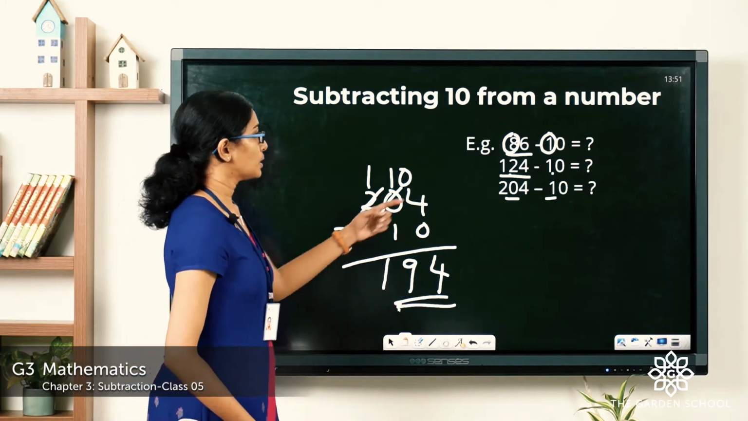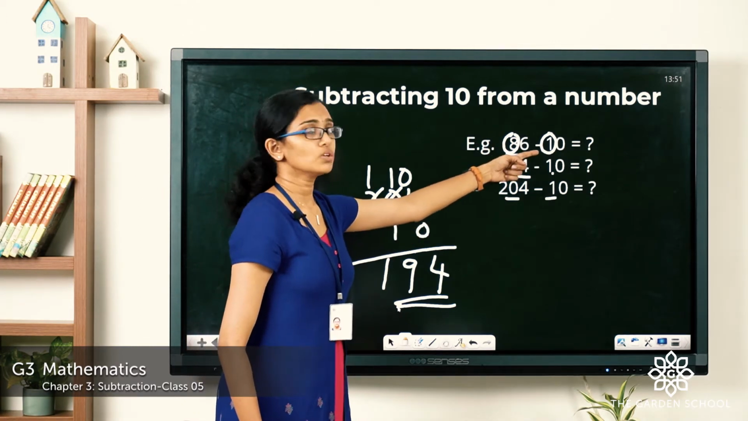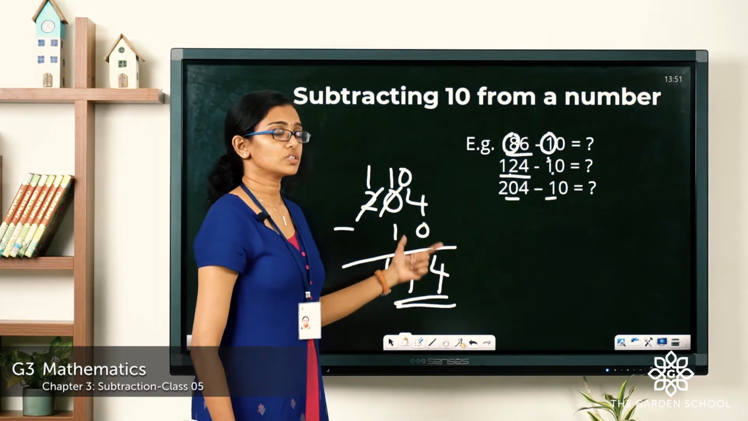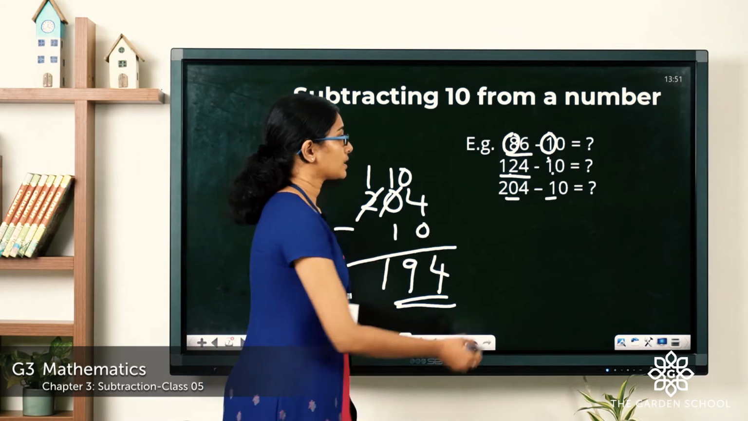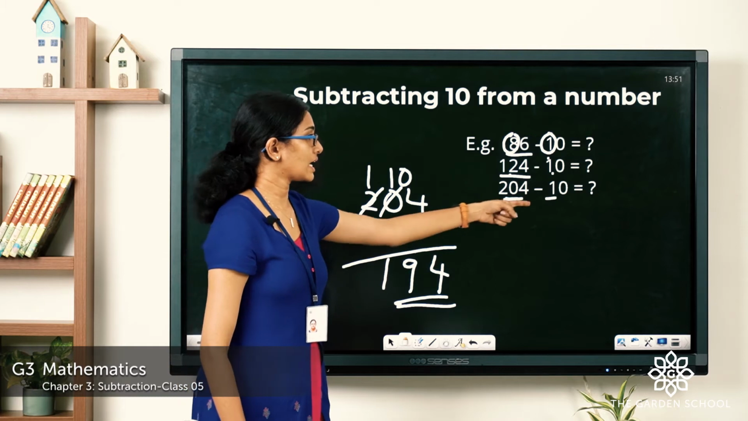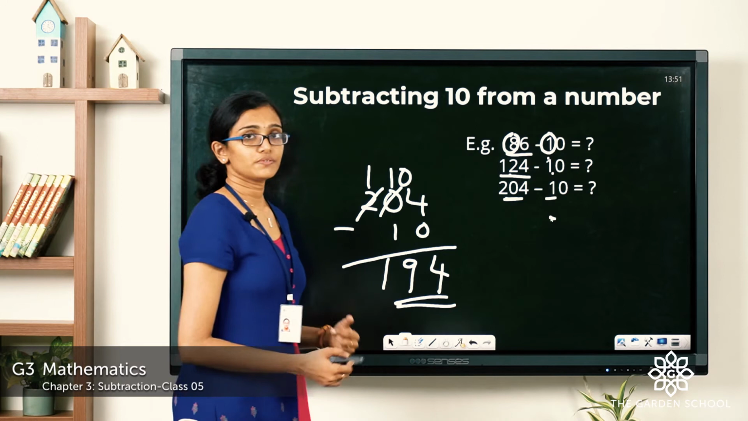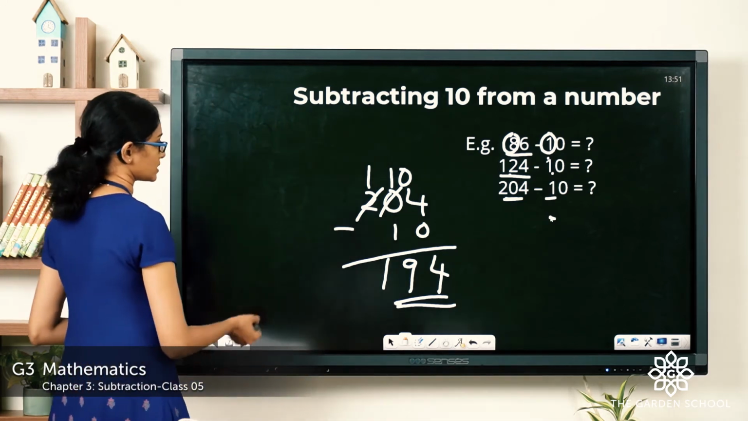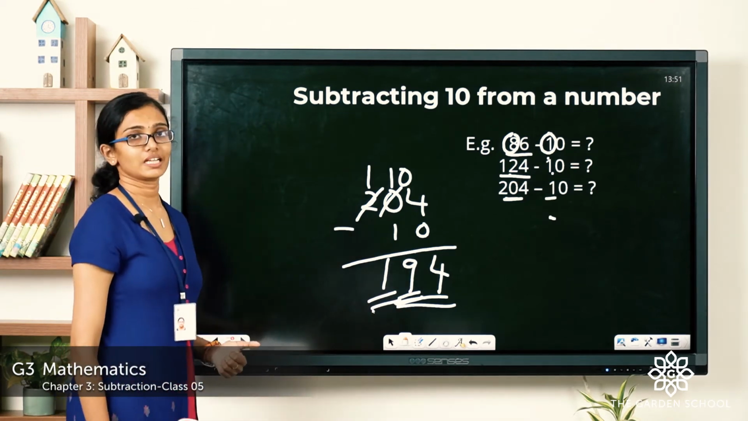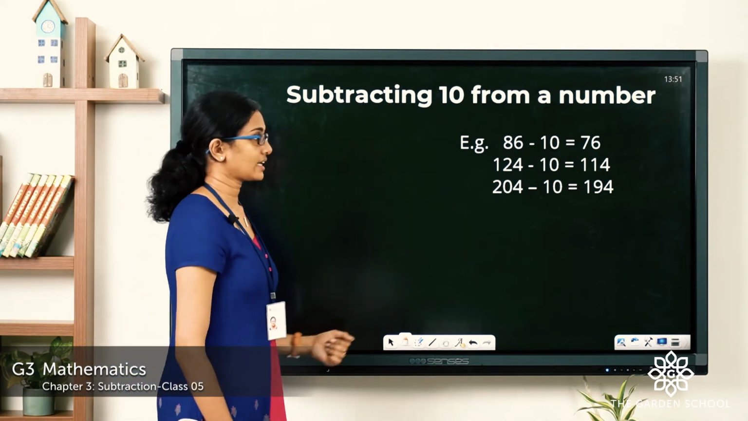Clear? So when the tens digit of the minuend is greater than or equal to the tens digit of the subtrahend, you don't have to regroup. Only the tens digit changes in the difference. But when the tens digit of the minuend is less than the tens digit of the subtrahend, we have to regroup and find the difference. In that case, both the tens digit and the hundreds digit will change. Now, here are the answers once again.